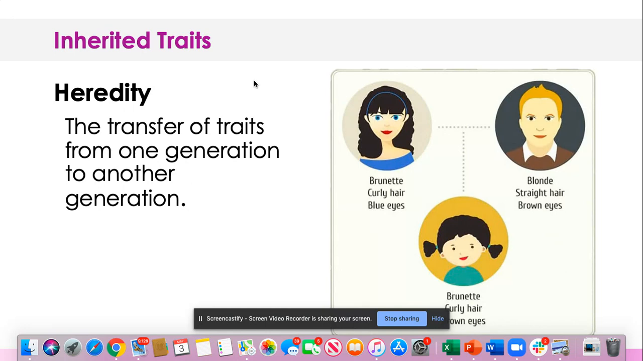So in your vocab this week, you had some of these words. I'm just going to go through them very quickly because you should have already done your vocab before you started doing this, so you should already have a good understanding of what these things are. Heredity is the transfer of traits from one generation to another generation. So it's basically what you get from your parents, their parents, and their parents' parents, okay?